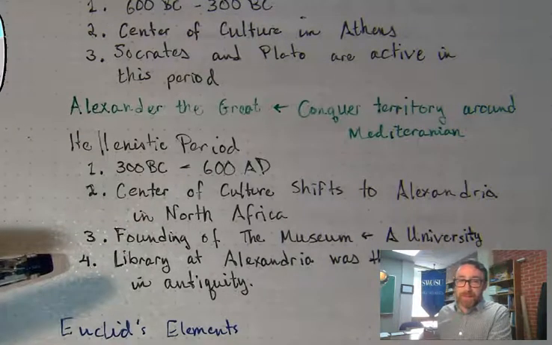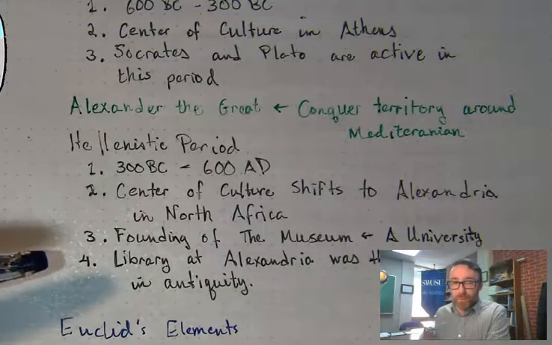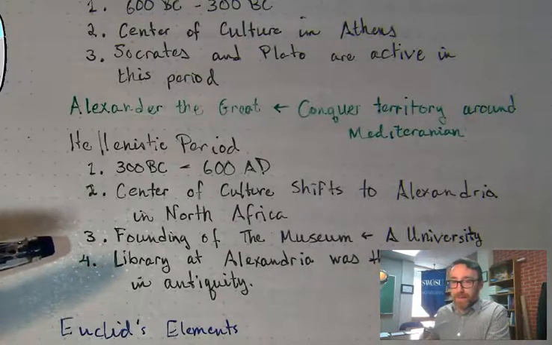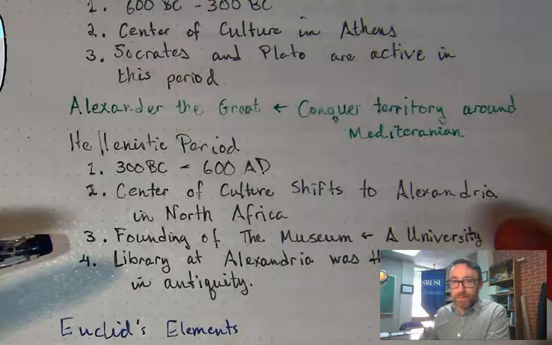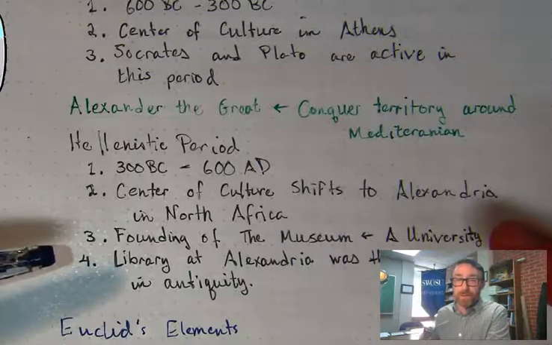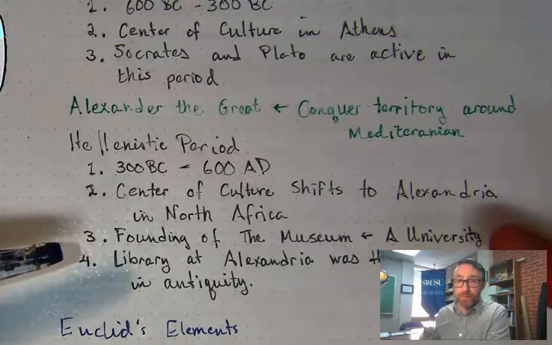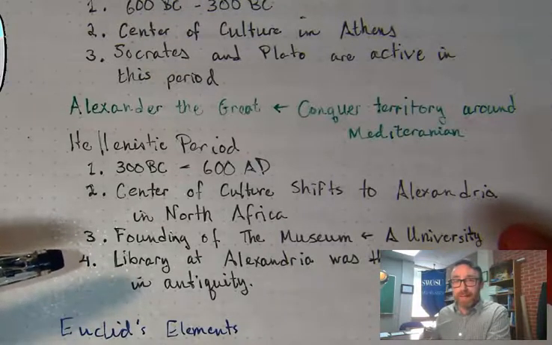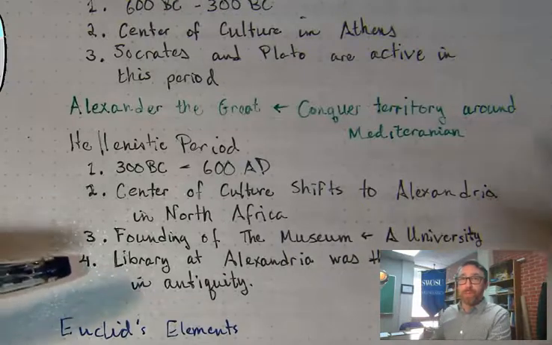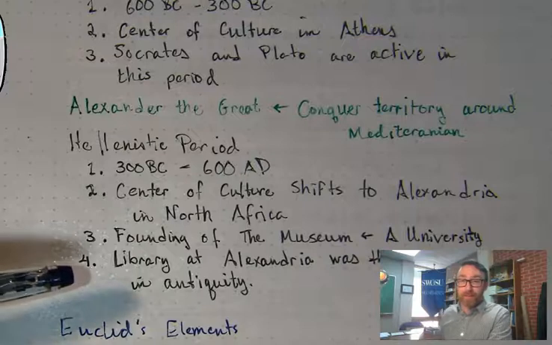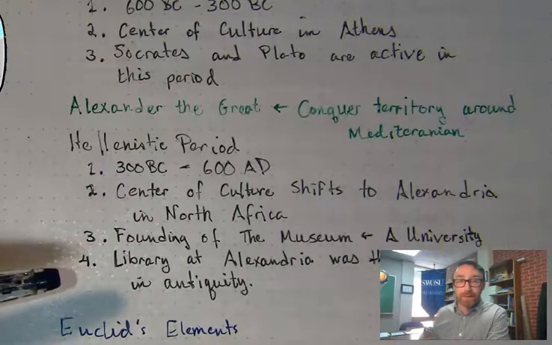And in this city of Alexandria, there are several important features, one of which was the founding of the museum. Now, that is not a museum in the sense that we would use the word today. It's a museum that was actually a university. So it was a center of teaching and also research. So they're looking to pass on the knowledge that they already have and also looking to create new knowledge. And the library at Alexandria was the largest one in the ancient world.